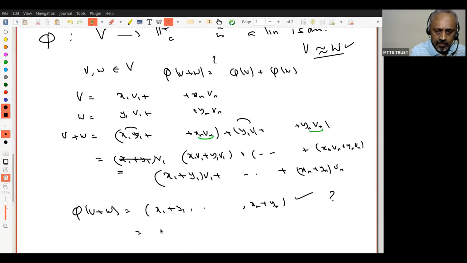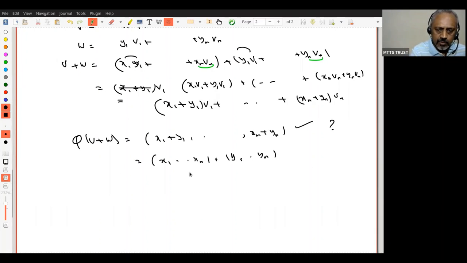But this is a vector in R^n. This I can again split as x1, x2, ..., xn plus y1, y2, ..., yn. Write it as a sum. But what is x1, x2, ..., xn? This is phi of v, and this is phi of w. So we have shown phi preserves addition.